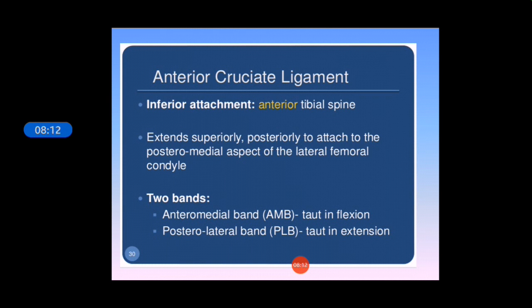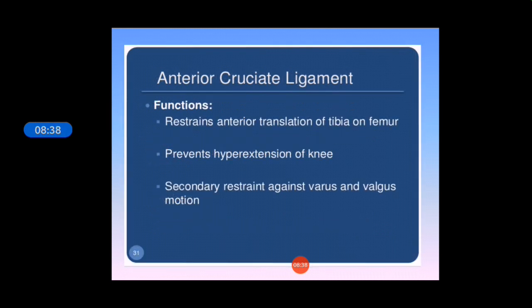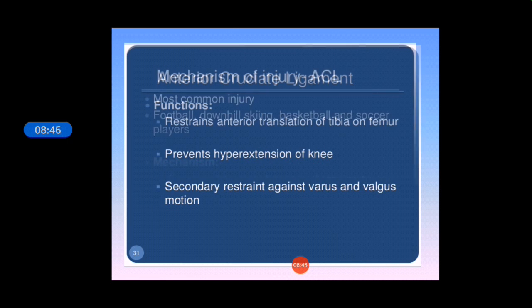The major blood supply to the ACL arises primarily from the middle genicular artery. The inferior attachment is to the anterior tibial spine, and it extends superiorly and posteriorly to attach to the posteromedial aspect of the lateral femoral condyle. Of the two bands, the anteromedial band is taut in flexion and the posterolateral band is taut in extension. It primarily functions as a restraint against anterior translation of the tibia on the femur. So the major functions are: restraining anterior translation of the tibia on the femur, preventing hyperextension, and acting as a secondary restraint against valgus and varus stresses.